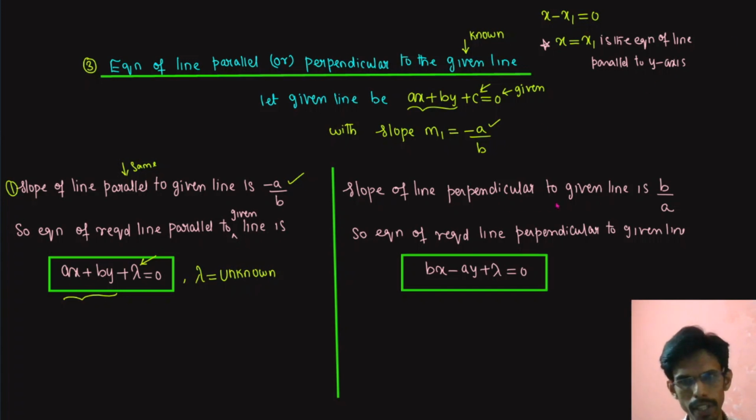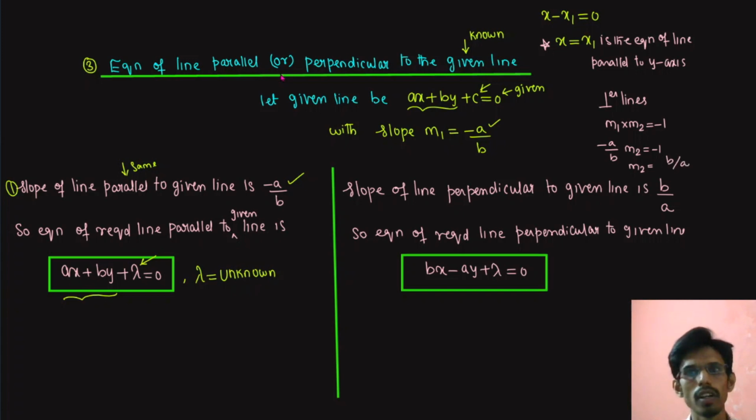Now the slope of a line perpendicular to the given line is b by a. Here we know that perpendicular lines have a property, that is the product of their slopes will be minus 1. So here m1 value is minus a by b, m2 is the slope of the other line. So from this m2 will be b by a. Use this fact.